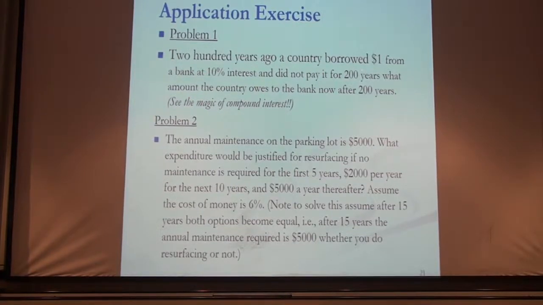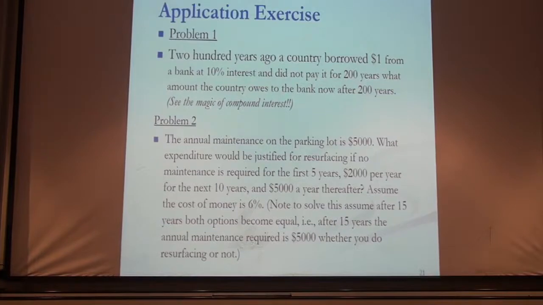200 years ago, a country borrowed $1 from a bank at 10% interest and did not pay it for 200 years. What amount does the country owe to the bank now after 200 years? You just have n is 200 years. P is $1 and i is 10%. So use the formula. Which formula will be used? The first one. Rather the second one, we can say that.